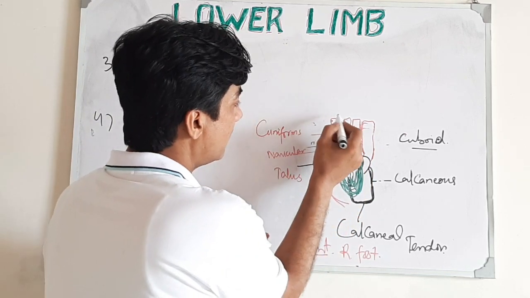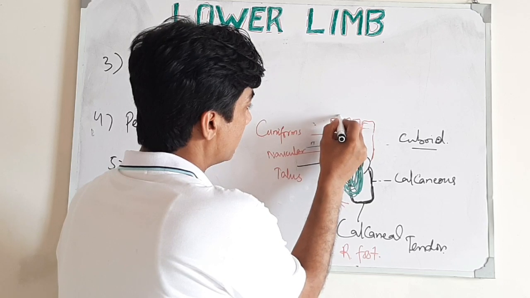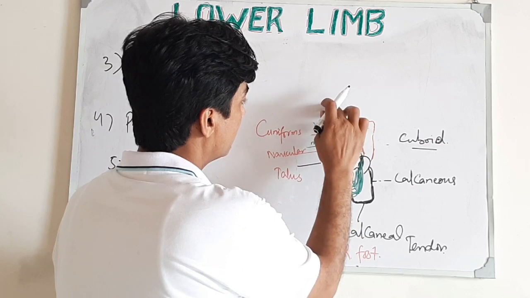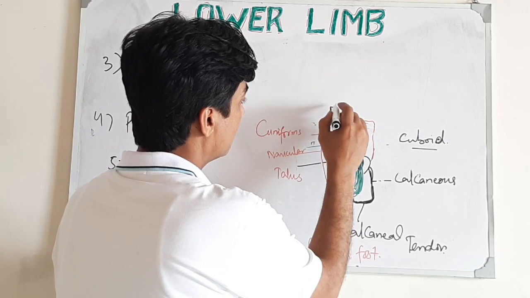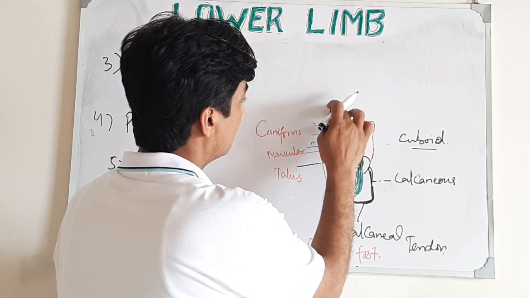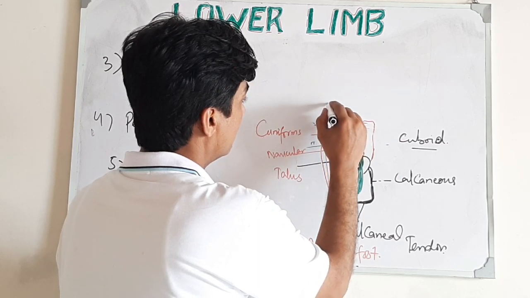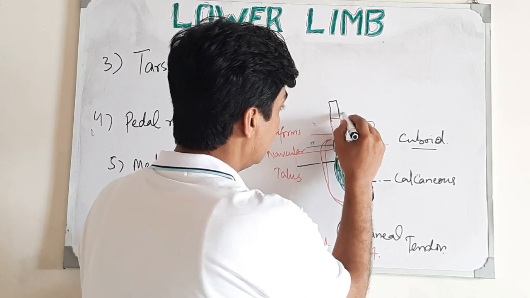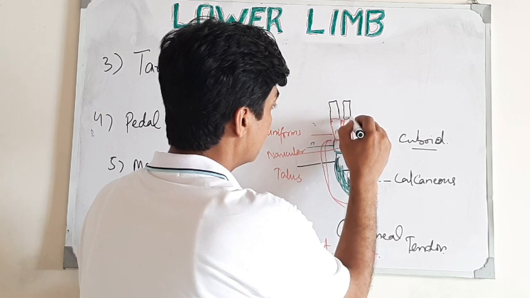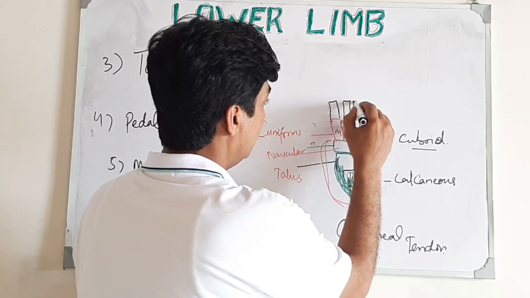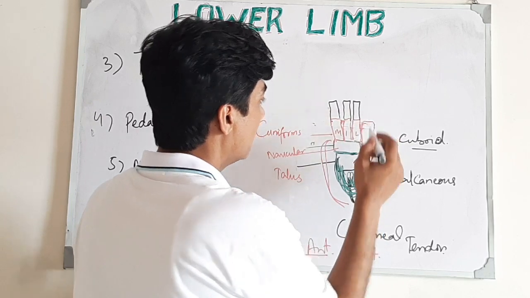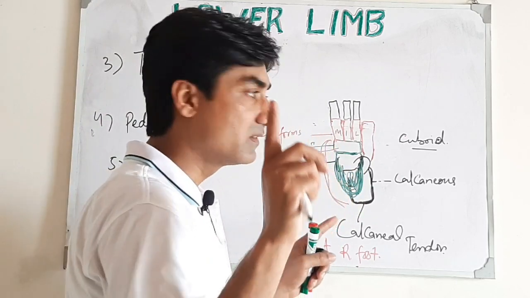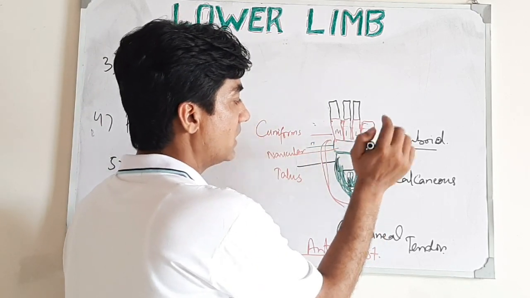Here are the metatarsals. These are the metatarsals which are connecting with the 3 cuneiform bones, and the rest of the 2 metatarsals are connecting with a single bone, that is the cuboid of the tarsal region.